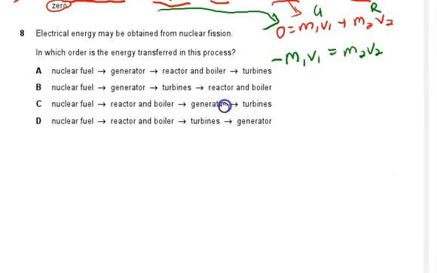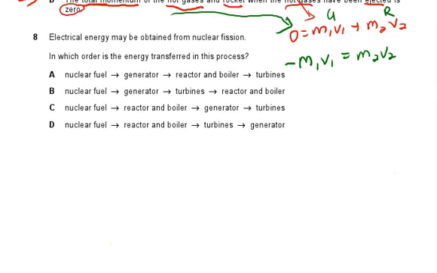Now for number 8, electrical energy may be obtained from nuclear fission. In which order is the energy transferred in this process? Now we have fuel, generator, reactor and boiler, and turbine.